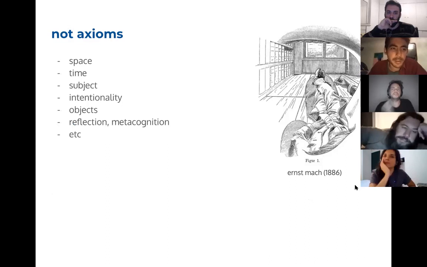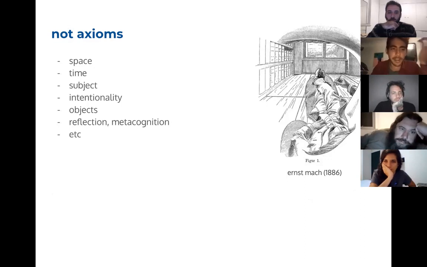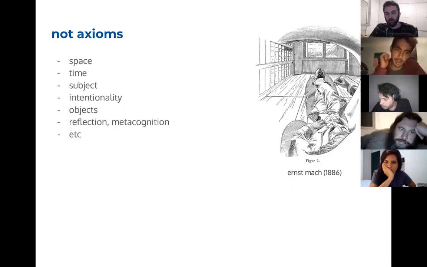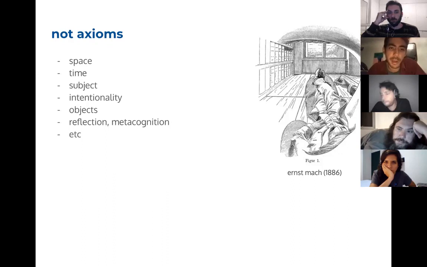What's interesting is basically what's left out, because you leave so much stuff out, stuff that philosophy would consider conditions for consciousness is not in the axioms. I think the most puzzling are probably the Kantian forms of space and time. There's no mention of them apart from maybe in the exclusion about the spatial temporal grain, but it could also be argued that it's not actually spatiality and temporality itself that's there. And conceivably you don't need a subject or any form of intentionality, objects, or reflection to have an experience.